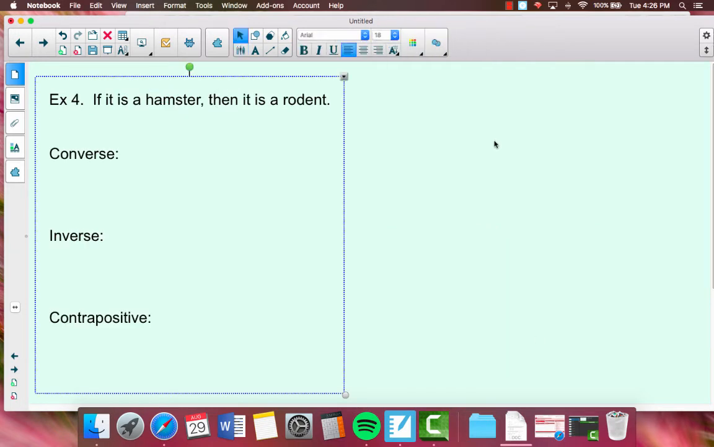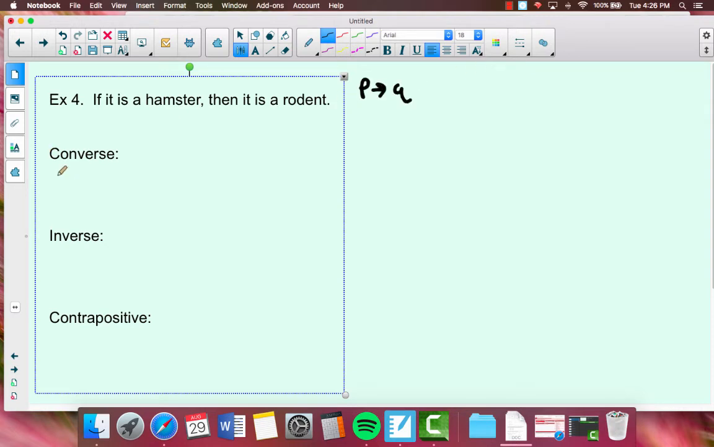The last thing that we're going to talk about, which is the main part of this section, are the converse, inverse, and contrapositive. So here I have a conditional statement. If it is a hamster, then it is a rodent. And we're going to write different variations of this particular statement. So if I'm going to talk about the converse, remember a regular one is P implies Q. So the converse is the opposite. It's Q implies P.